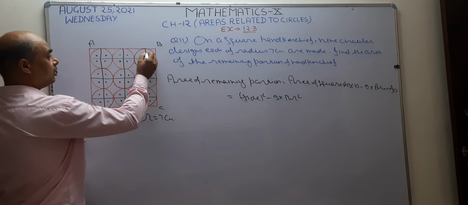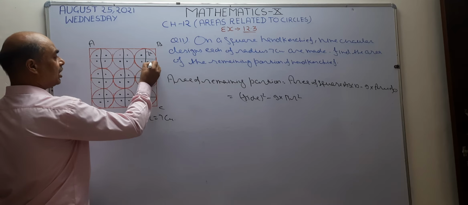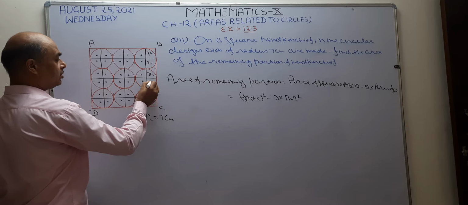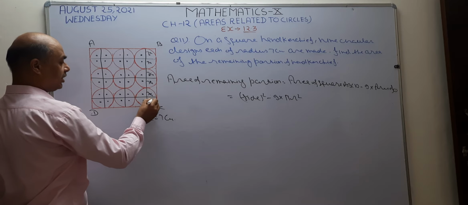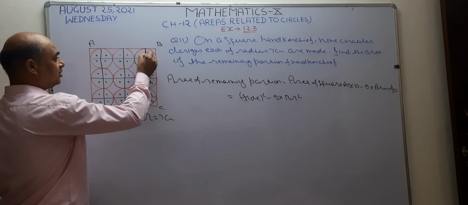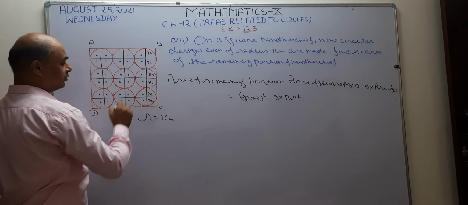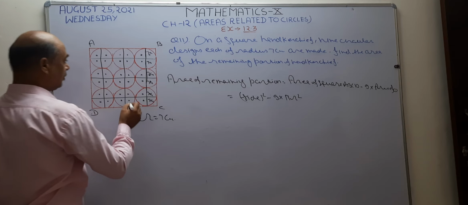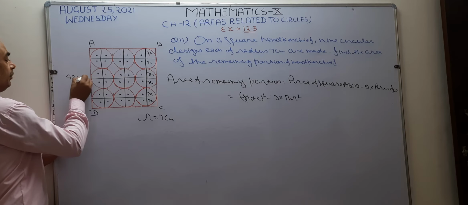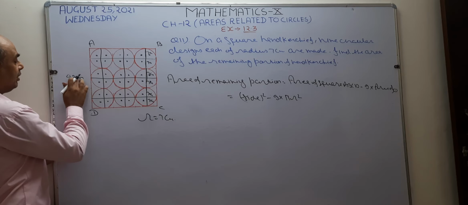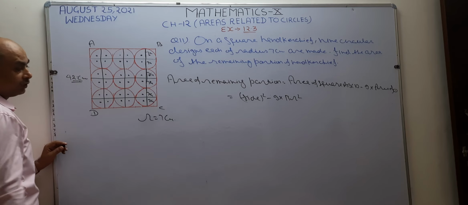You know, this is the radius, and this is also radius. This is also radius. This is also radius, and this is also radius. So 7 plus 7 becomes 14. 14 plus 14 becomes 28. 28 plus 14 becomes 42. It means the side of the square becomes 42 centimeter.